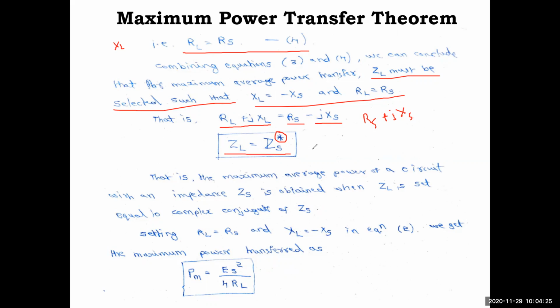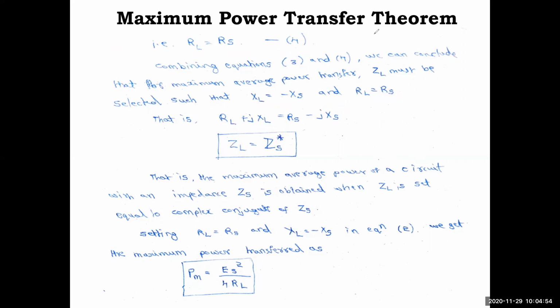So that is how we have proved the third theorem also. The maximum average power of a circuit with an impedance ZS is obtained when ZL is set equal to the complex conjugate of ZS. So that is the proof. Setting RL equal to RS and XL equal to minus XS in equation 2, we get the maximum power transferred with the same equation, PL is equal to ES square by 4 RL. So with this we have completed the proof of all the 3 theorems.